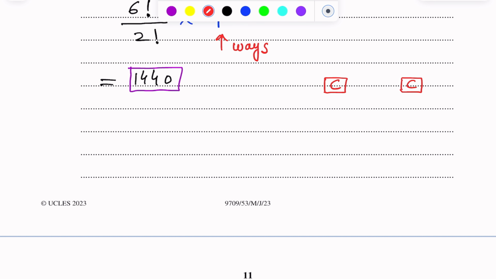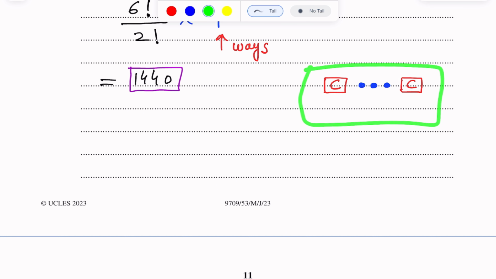These are 2 C's. These letters are fixed. Or the remaining 3 can be adjusted here. Or these can also be adjusted here. Or 2 here, 1 here. Or 1 here, 2 here. Or all 3 letters are here. So these are 4 ways.